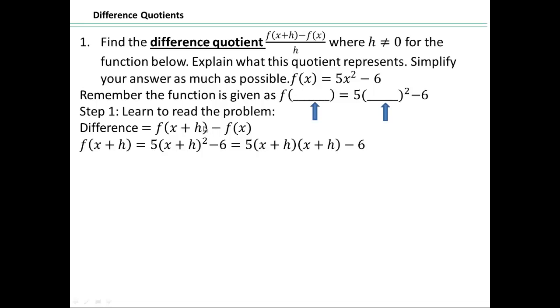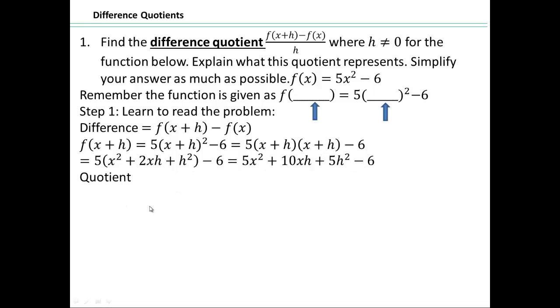What that means is you're replacing x with x plus h here and here, right? So you're going to have 5 times x plus h squared minus 6. Now you have to compute x plus h squared. So that's x plus h times x plus h. You're going to have x times x, which gives x squared. X times h is xh. H times x is another xh. So you're going to have 2xh, and h times h is h squared. Multiply it all out, you get 5x squared plus 10xh plus 5h squared minus 6.